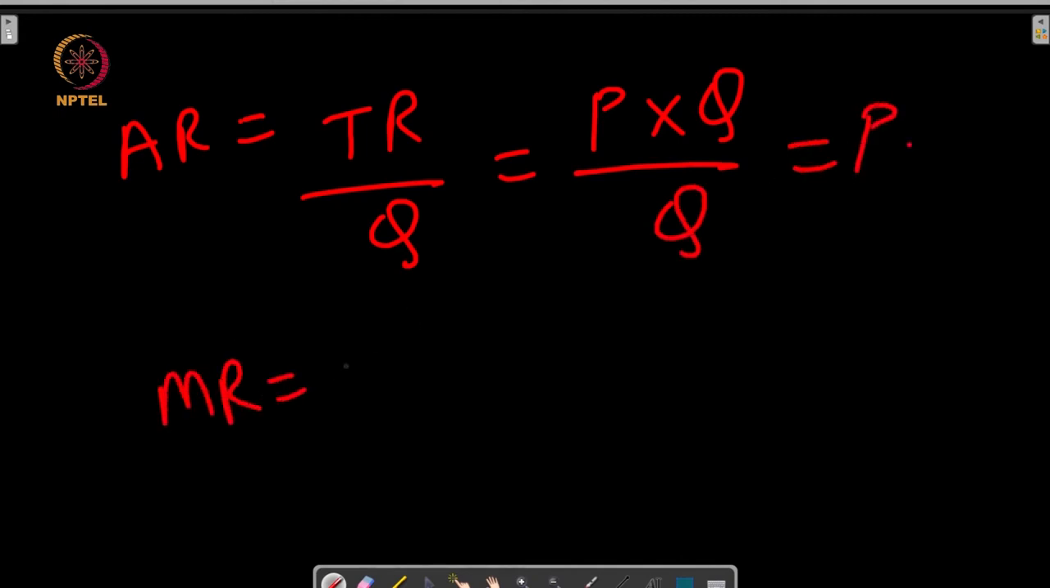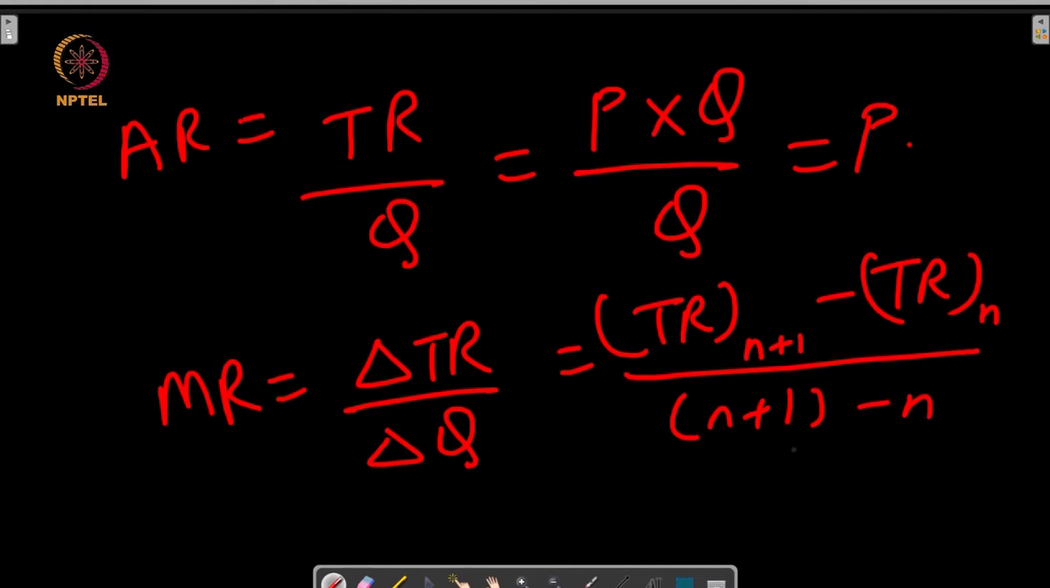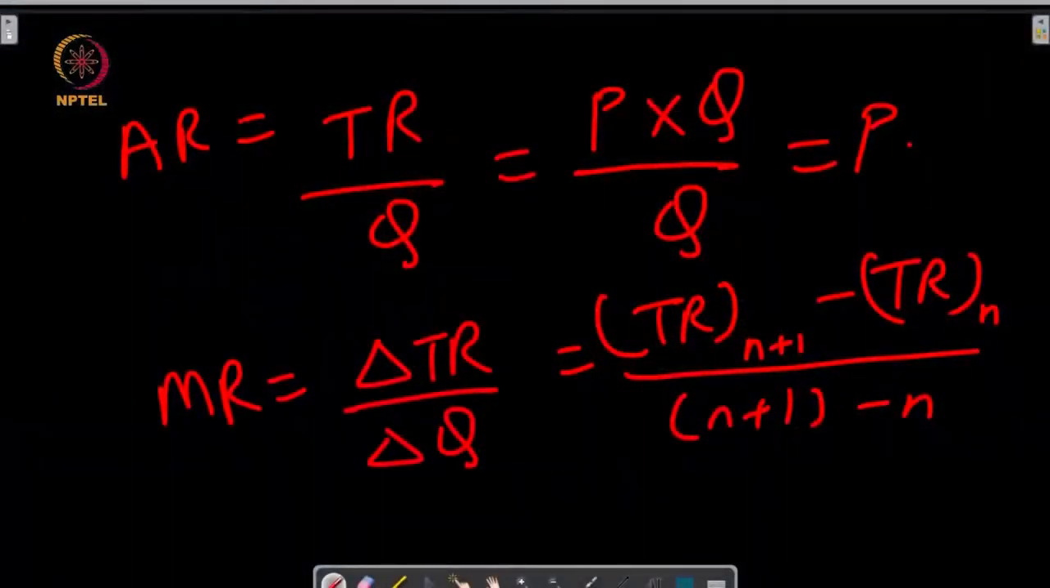And the marginal revenue is delta TR divided by delta Q, which is equal to TR for selling the n plus 1th item minus TR for selling the nth item, divided by n plus 1 minus n. So delta TR is the total revenue for selling the larger number of quantities minus the total revenue for selling the smaller number of quantities. And in this case, we are talking about the change in the revenue by selling one extra item. So earlier the seller had sold n items and now he is selling n plus one items, which is why we have TR n plus one minus TR n.